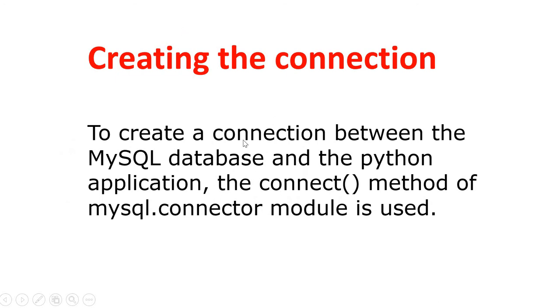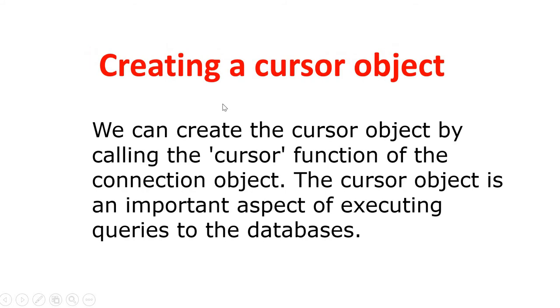Now, how can you create the connection? To create a connection between the MySQL database and the Python application, the connect method of the mysql.connector module is used. And how can you create a cursor object? We can create the cursor object by calling the cursor function of the connection object. The cursor object is an important aspect of executing queries to the databases. You'll see later in the practical also. I'll be showing you that.